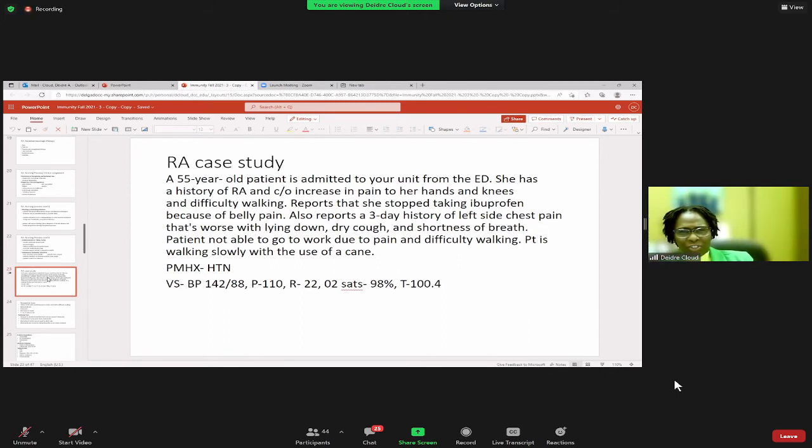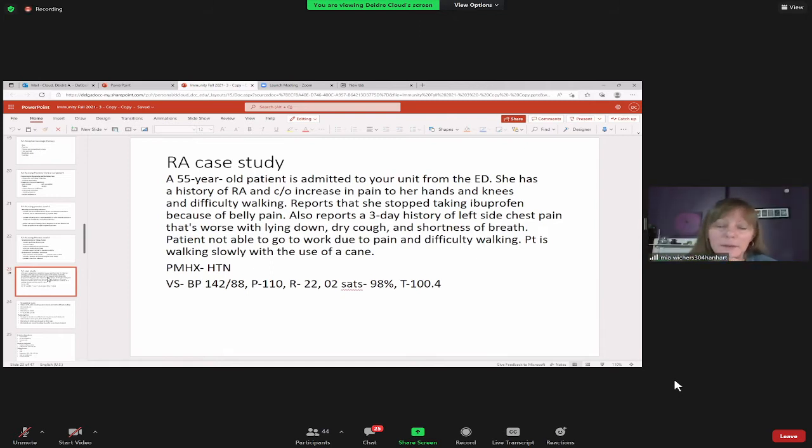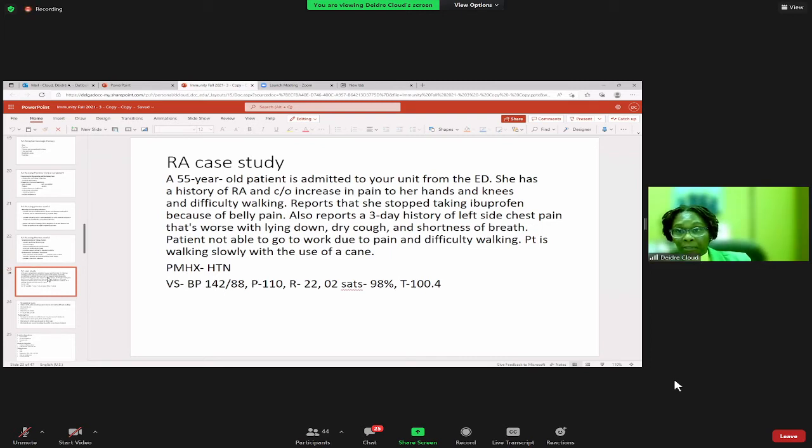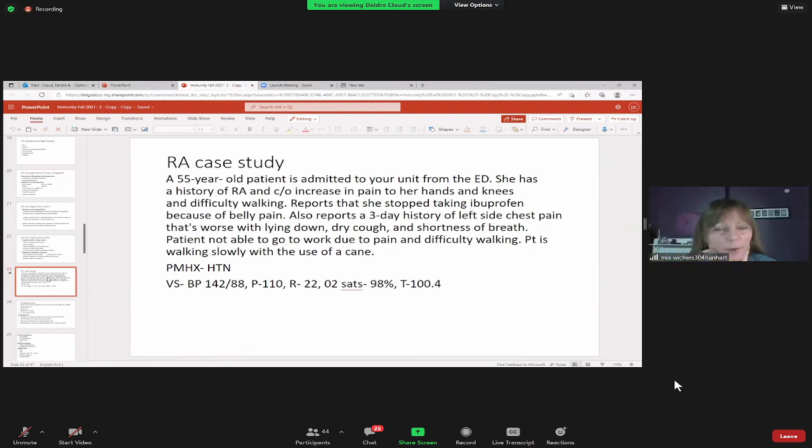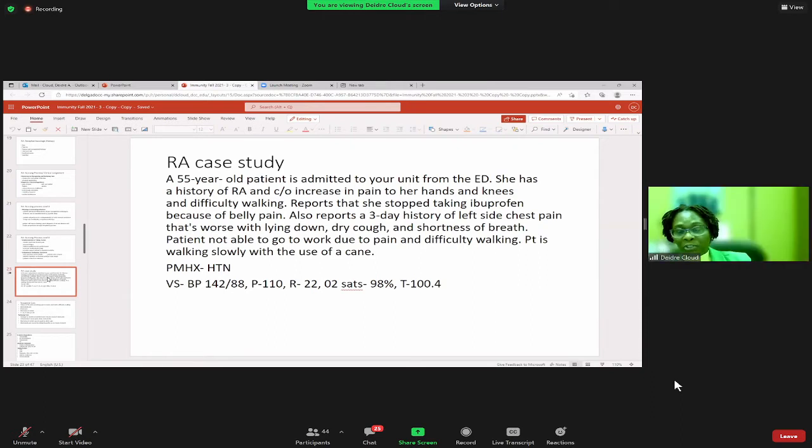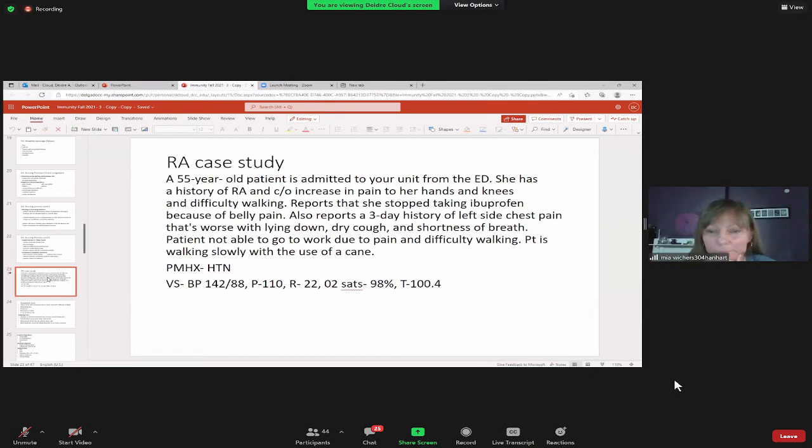Are there any findings that seem contradictory? Something that doesn't make sense? Our oxygen sat is 98%. You expected it to be lower? Well, if she was short of breath, maybe. Yeah, but not everybody who's short of breath has low sats. Some people are short of breath because they're anxious.